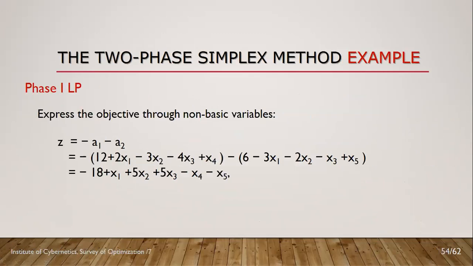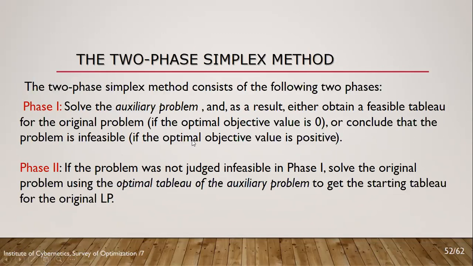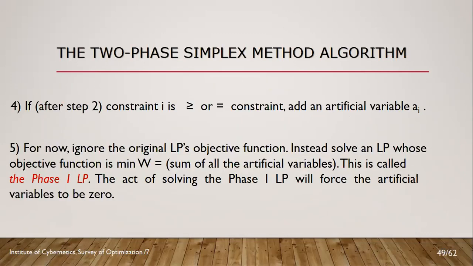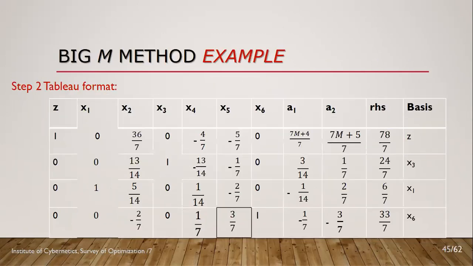Now let's apply phase 1. At phase 1, before we proceed with the method itself to the tableau, we express the objective through non-basic variables. Recall that we speak about the auxiliary one. I will show you where it is.